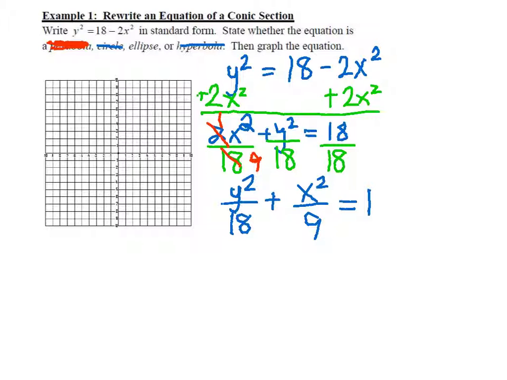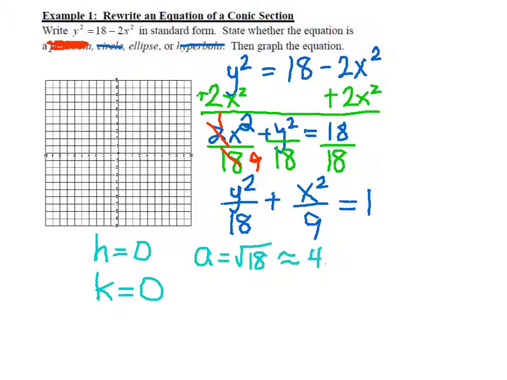So by using that, we need to list out our h, k, a, and b. Your h is 0, your k is 0, your a is going to be the square root of 18, which we're going to need to graph. Your square root of 18, I think, is going to be 4.2. And if you take the square root of 9, that means that your b is going to be 3.